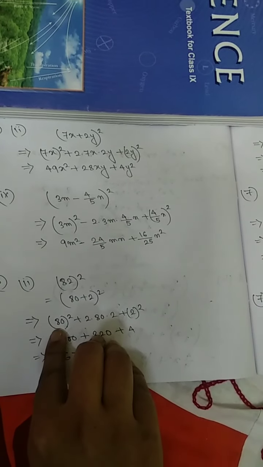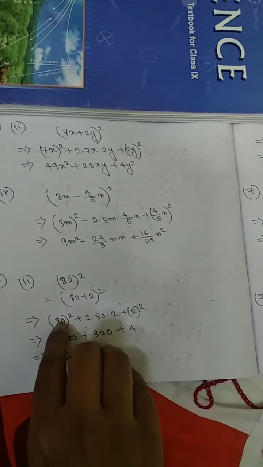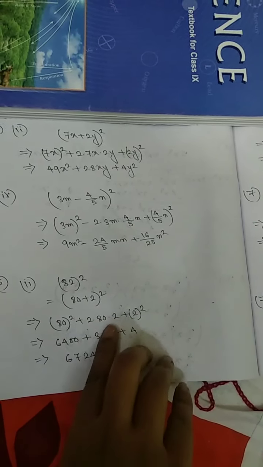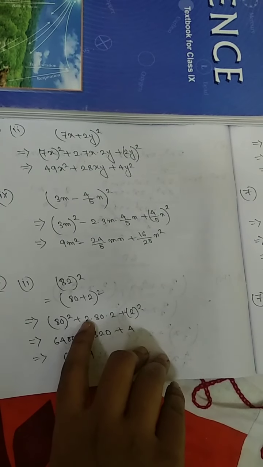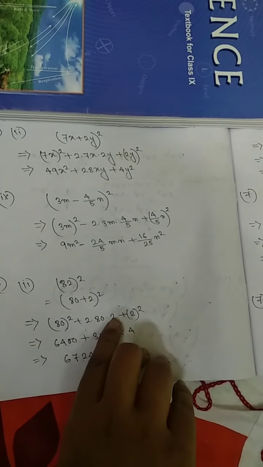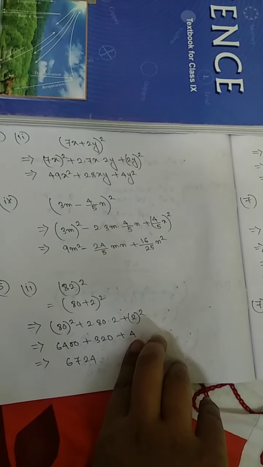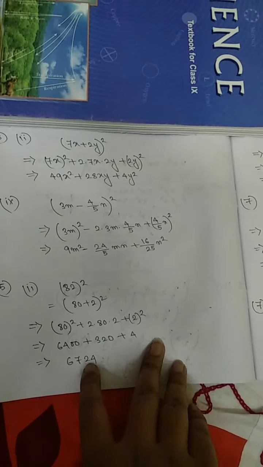So finding the square of 80 will be easy, because as you know 8 square is 64 and there will be a double 0. Now if you multiply 80 into 2, it will be 160. Again with 2, it will be 320. And 2 square is 4. So the answer will be 6724.